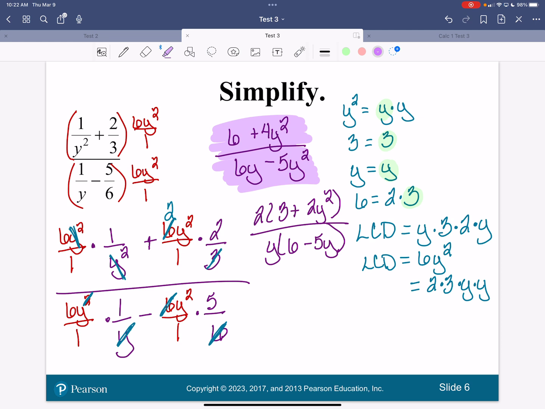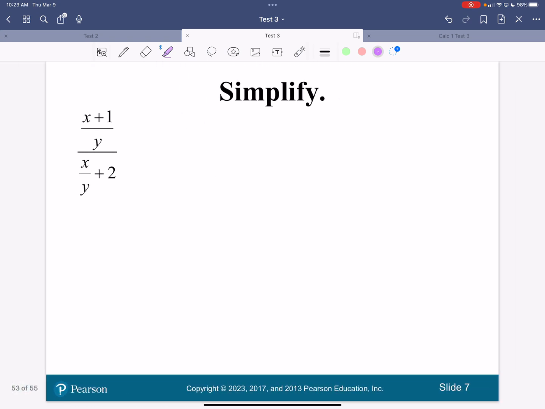Can we do another one? Okay. So I've got x plus 1 in the numerator over y. So that's my numerator of my complex fraction. Then I've got x over y plus 2. Okay. So I like to go ahead and write this 2 over 1.